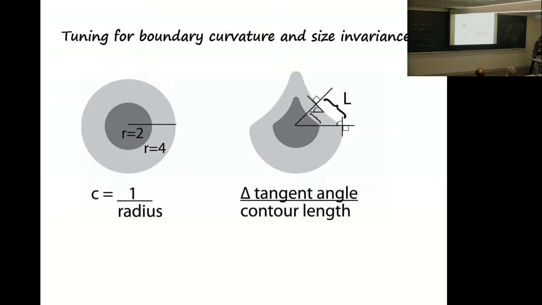The second prediction that the model makes relates to size invariance. As I said, the definition of boundary curvature that we use is not compatible with size invariance. Basically, the definition we used is rate of change of tangent angle per unit of contour length. And by this definition, curvature decreases as the size of the stimulus increases. So if a neuron is really encoding information according to this definition of curvature, we would actually expect the neuron to not be size invariant, so to be size dependent.